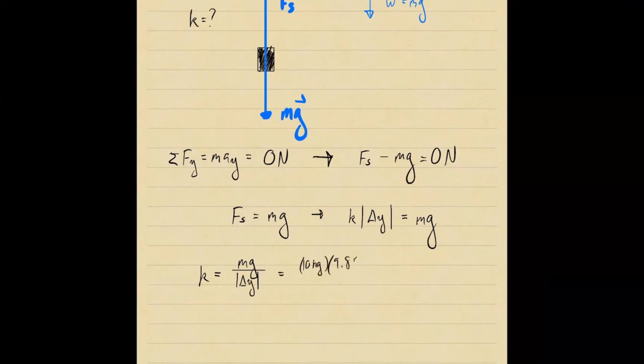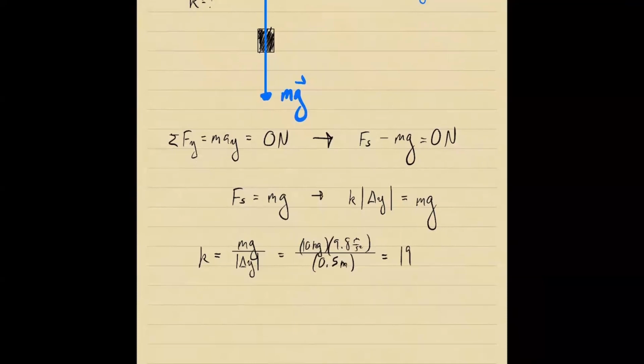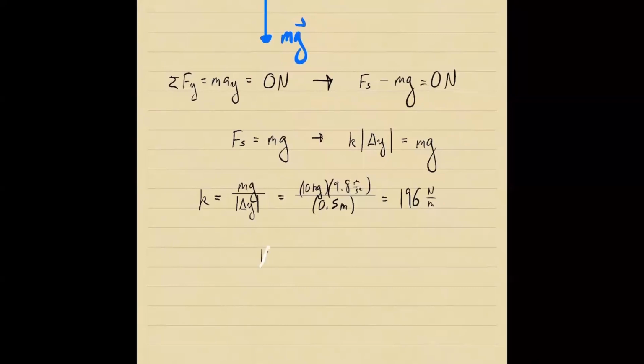G is 9.8 meters per second squared. And the displacement in the y direction, its magnitude, is 0.5 meters. So punching all this into a calculator, this is going to give us a spring constant of 196 newtons per meter. Right. And that's the answer to our problem. So that's all well and good.